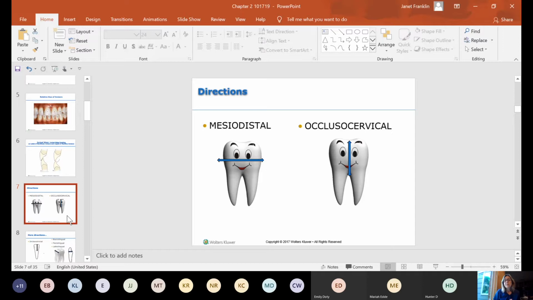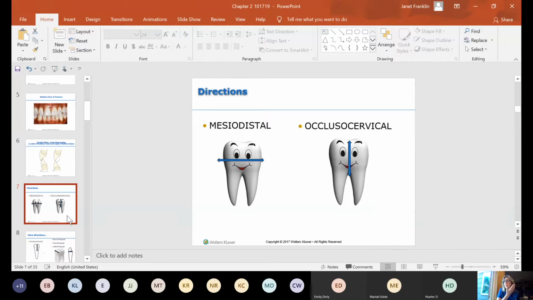So when we're talking about directions, if we talk about mesiodistal, that means we're running from the mesial side to the distal side of the tooth. In other words, we're looking at the facial or lingual surface. So if we're running from mesio to distal, that means we're running across the tooth. So if you took your probe and went from mesial to distal, you're actually measuring the front of the tooth, right?